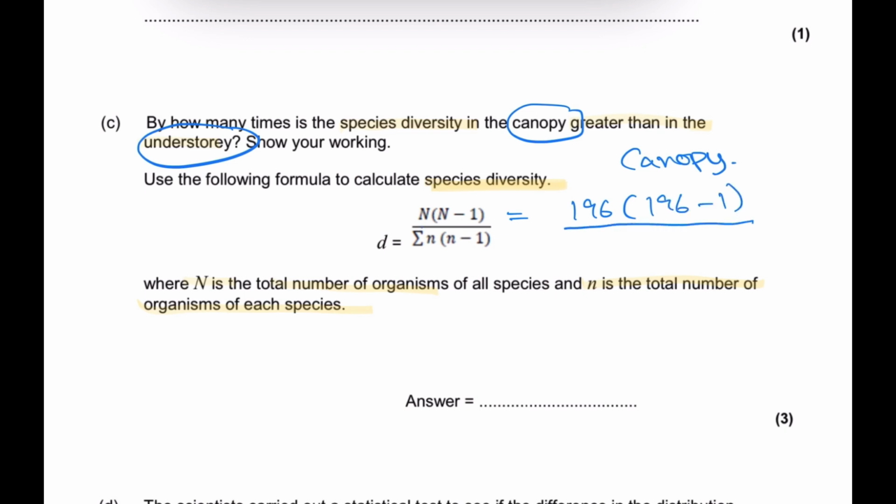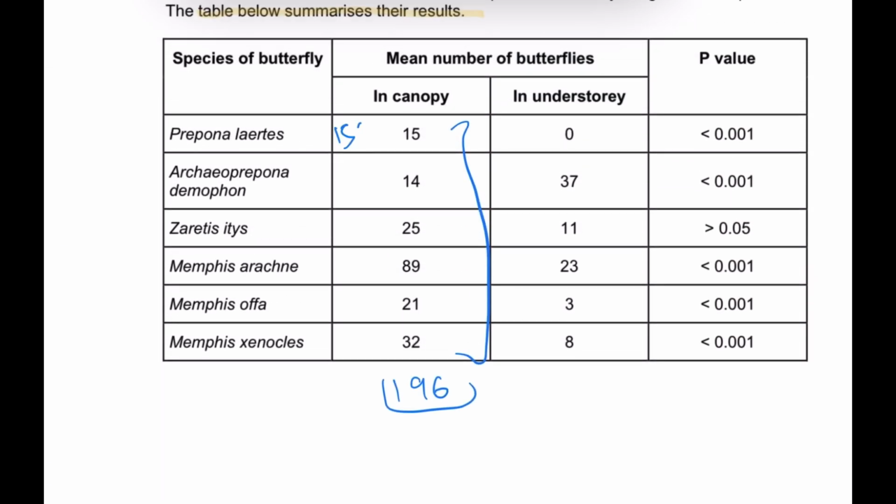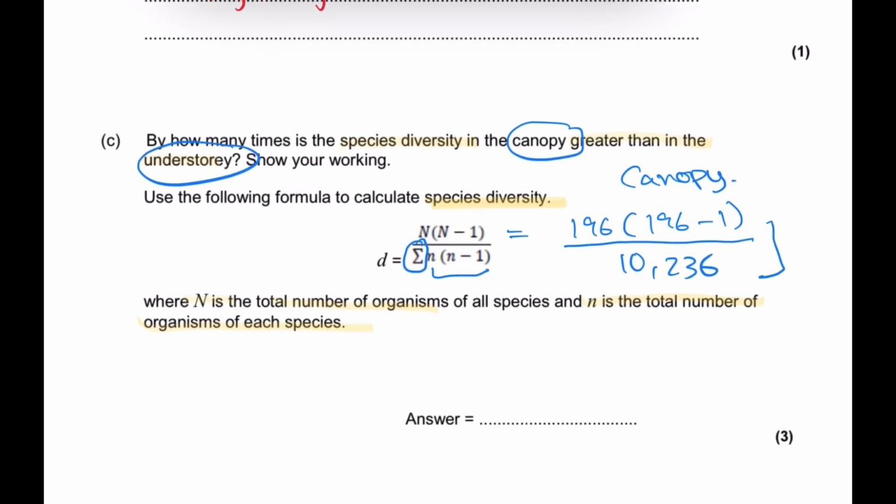Now we divide it by the sum of each individual one. We do the same. So for this one, it'll be 15 times 15 minus 1, so 14. Here it'll be 14 times 13. Here it'll be 25 times 24, 89 times 88, 21 times 20, and 32 times 31. And once you do all of these, you add them all together, and you are going to get 10,236. Now we divide both of them together, and if you do that, you will get 3.73 as the index of diversity for the canopy.